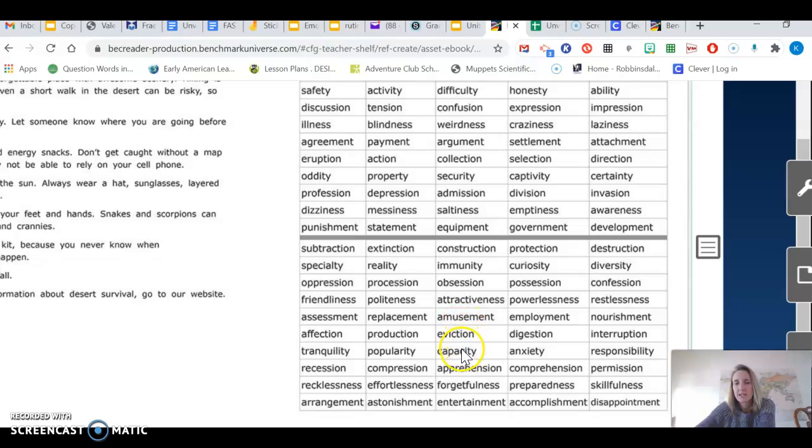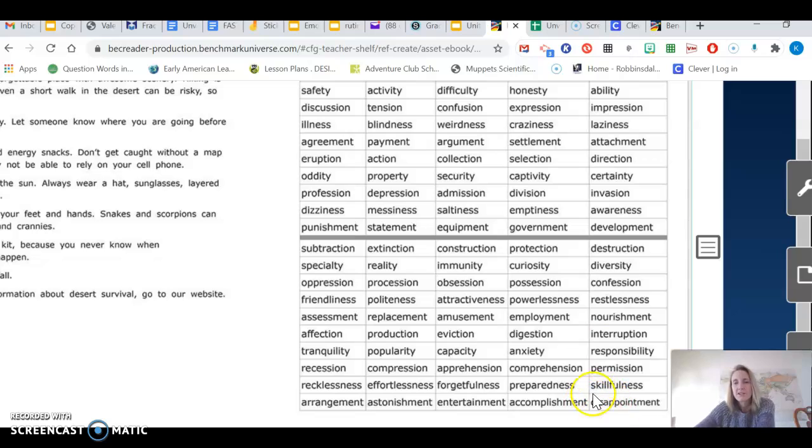attractiveness, amusement, eviction, capacity, apprehension, forgetfulness, entertainment, protection, curiosity, possession, powerlessness, employment, digestion, anxiety, comprehension, preparedness, accomplishment, destruction, diversity, confession, restlessness, nourishment, interruption, responsibility, permission, skillfulness, and disappointment.